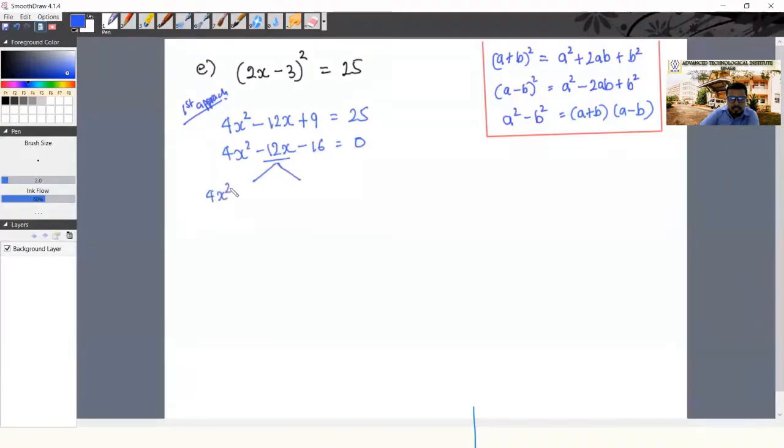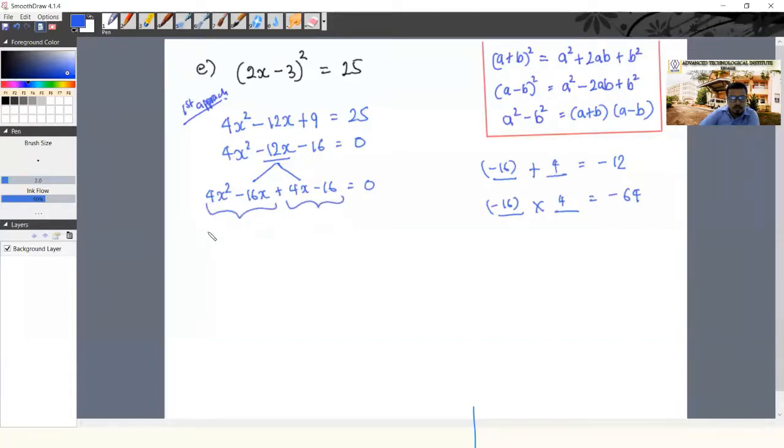So we split the middle term. We need to find two numbers that add to get minus 12, and when multiplied give minus 64. What are these two numbers? Minus 16 and plus 4. So the same thing can be rewritten as 4x squared minus 16x plus 4x minus 16 equals 0.